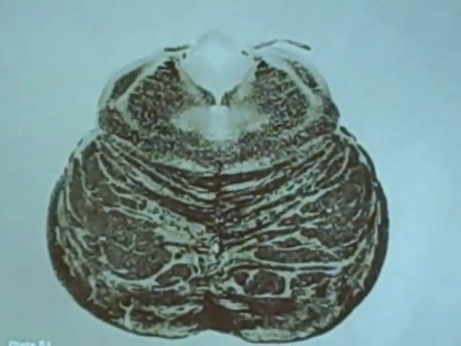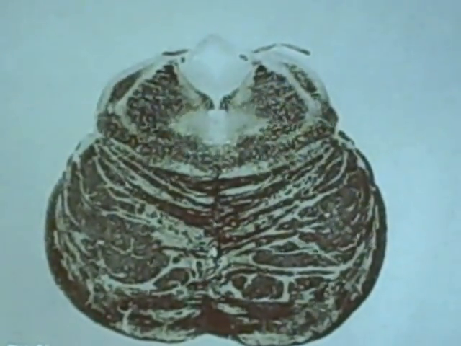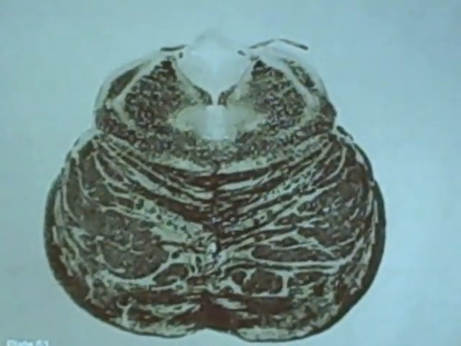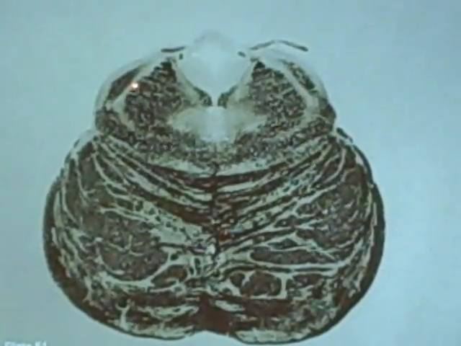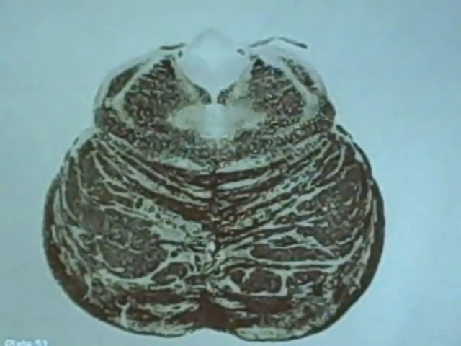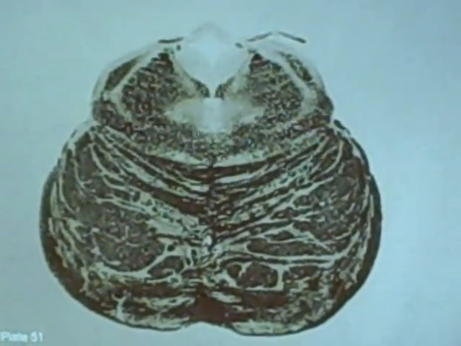Eventually the medial geniculate, but first the inferior colliculus. Remember, the inferior colliculus has to do with auditory. So the lateral lemniscus will synapse in the inferior colliculus, and then from there it goes on to the medial geniculate nucleus of the thalamus.